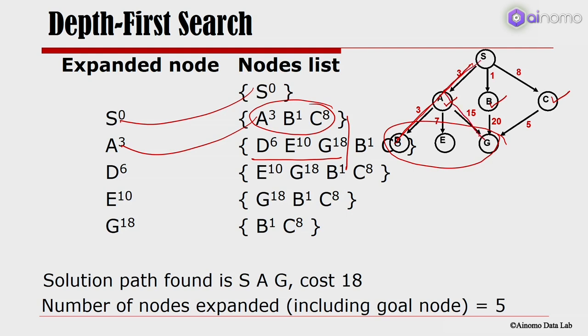But what is more interesting is, because I took this path and then this was the maximum depth, I came back and expanded E again, and then I came back and got G. So the number of nodes that I expand, including the goal node, is only 5. This is depth first search.